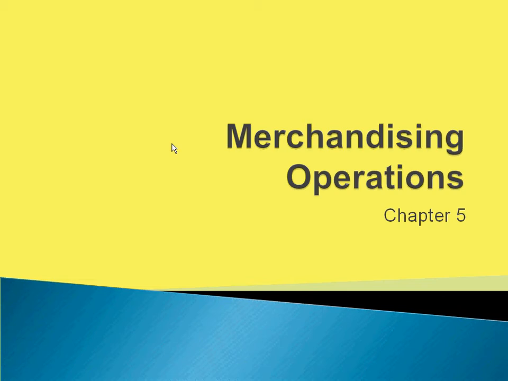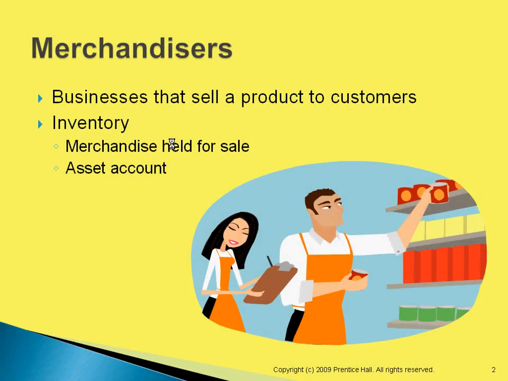And the first question I have for you is, what is a merchandising operation? From chapters 1 through 4, we talked about service providers, not selling a product, but companies that provide a service. Merchandising operations are companies like Walmart, Old Navy, any store at the mall that buys a product from a wholesaler and resells it to us, the consumers. So, a merchandising operation involves the buying and selling of products.